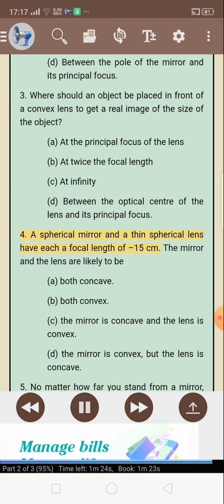4. A spherical mirror and a thin spherical lens have each a focal length of −15 centimeters. The mirror and the lens are likely to be: A. Both concave. B. Both convex. C. The mirror is concave and the lens is convex. D. The mirror is convex but the lens is concave.